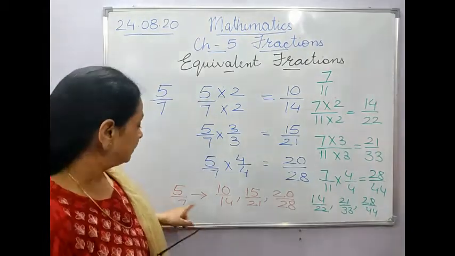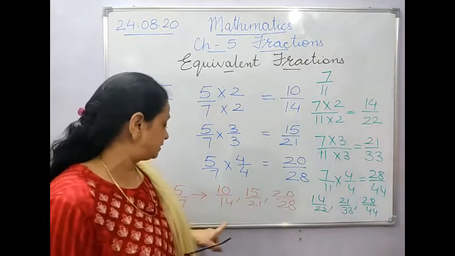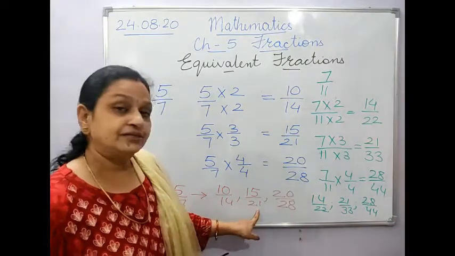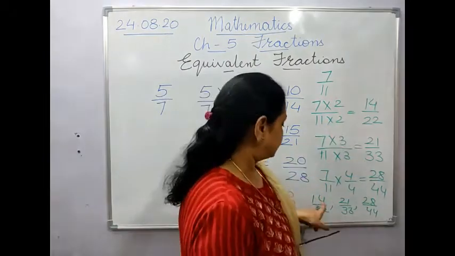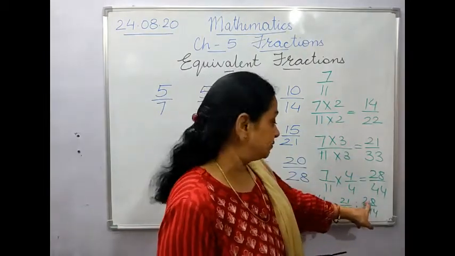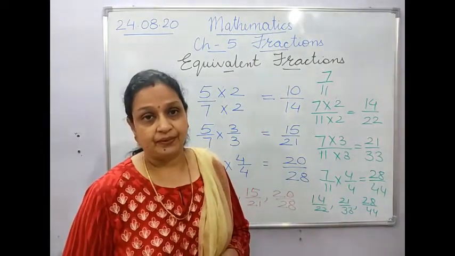You can also check, say the table of 5 here. 5 1s are 5, 5 2s are 10, 15, 20. 7 2s are 14, 7 3s are 21, 7 4s are 28. Similarly here, 7 2s are 14, 7 3s are 21, 7 4s are 28. Like this also you can check. Okay.